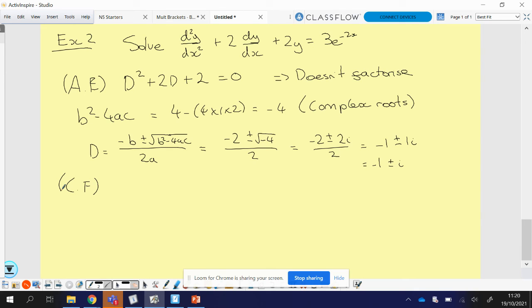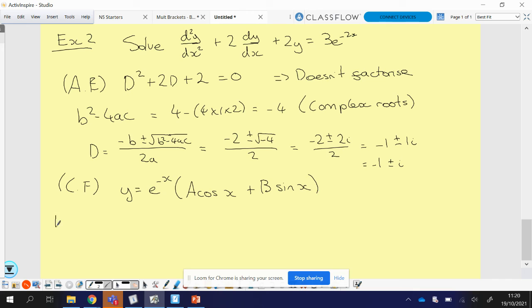Then our complementary function becomes y equals e to the negative x, so that's where the negative 1 at the start comes in, the negative 1 power. Then it is a cos x plus b sin x. There's no number next to the x, well, it's just 1, because we've just got one i. So that's my complementary function, which is going to be part of my solution. Let's now go towards finding the particular integral.